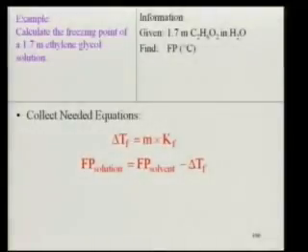If I was doing boiling and I calculated my delta TB to be 3, what would my new boiling point be? 103. Remember, we go up with boiling point. We go farther away from the center. We go up with boiling point, down with freezing point. Okay?